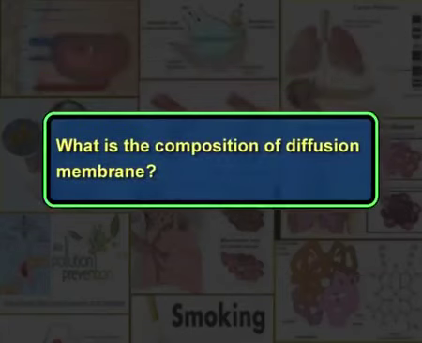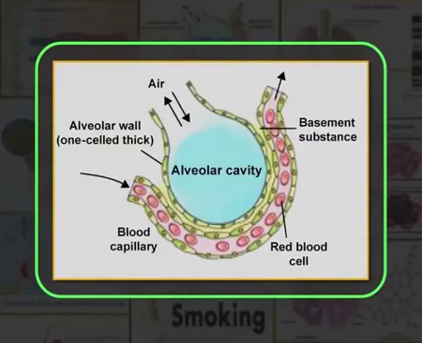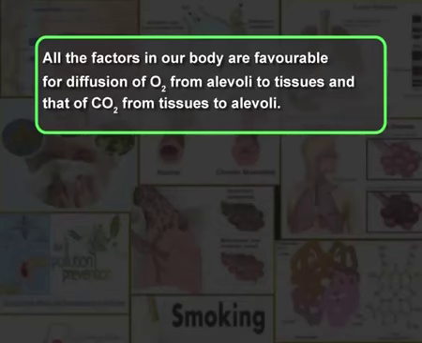What is the composition of the diffusion membrane? The diffusion membrane is made up of three layers. One is squamous epithelium, the second is endothelium of alveolar capillaries, and the third is the basement substance in between. You can see this in the diagram here. So, by now you must have understood that all the factors in our body are favorable for diffusion of oxygen from alveoli to tissues and that of carbon dioxide from tissues to alveoli.